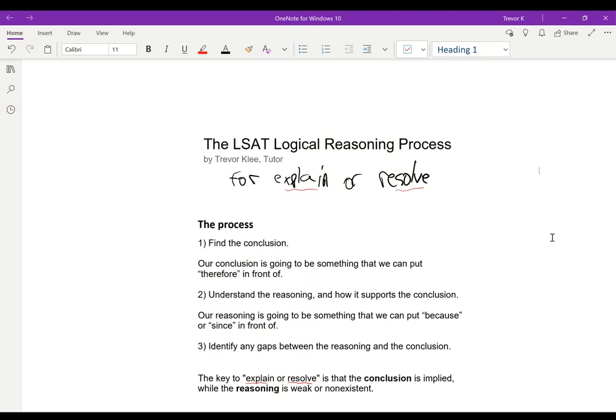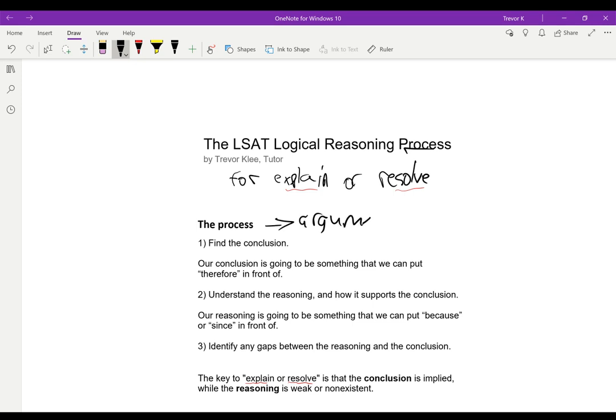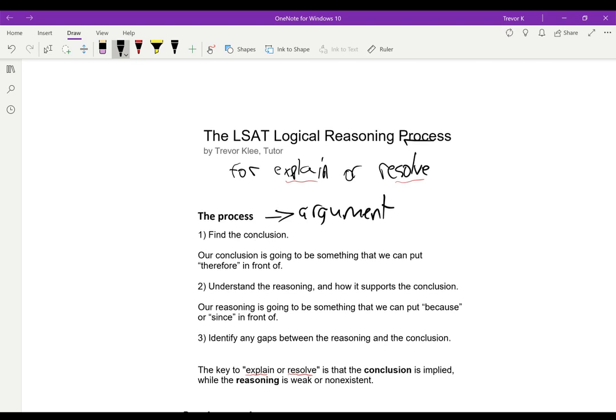So the most important thing about this process is that you have to understand the question as an argument. Now, what does that mean? It means a couple things. First of all, it means we need to find the conclusion.